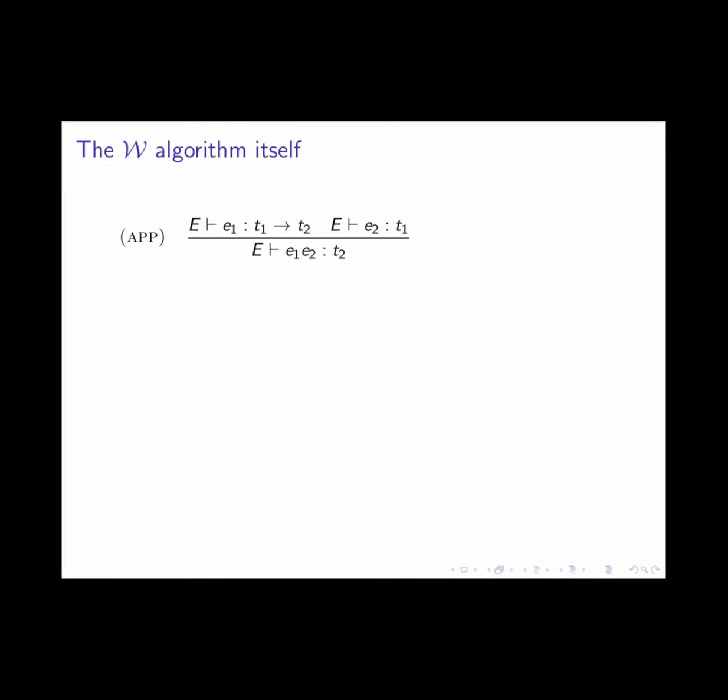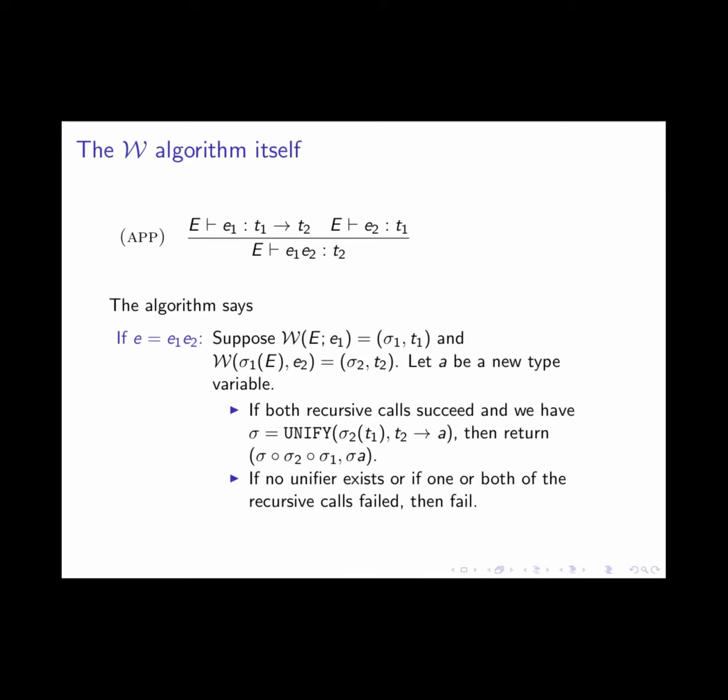So that's the type rule. The clause in the type inference algorithm says, okay, we're supposed to find a type for E1 applied to E2. So we try to find a type for E1 and a corresponding substitution. So we find sigma 1 and T1. And then we try to find a type for E2. And we do that using the substitution that we have.